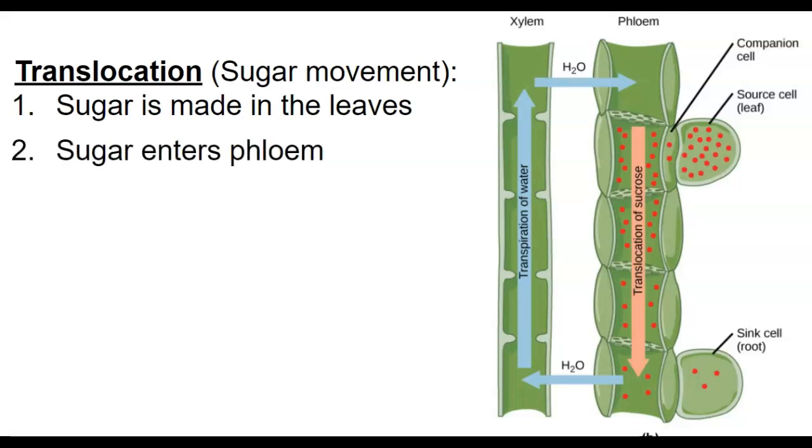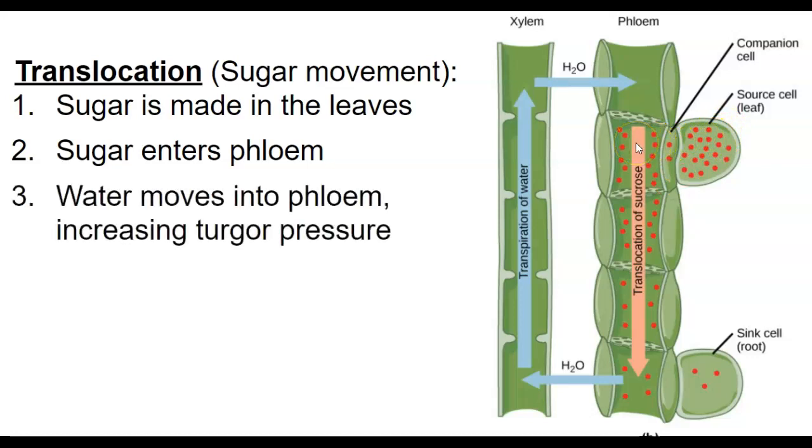The sugar is going to enter in the phloem. So it has to use active transport because sugar's a really big molecule. So we need energy to move it in there. So we're going to move our sugar into the phloem.